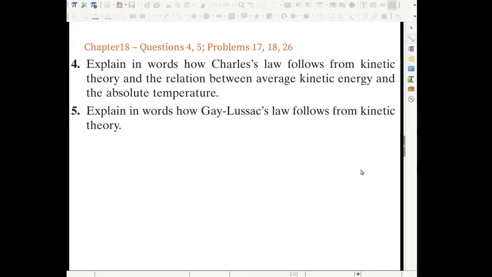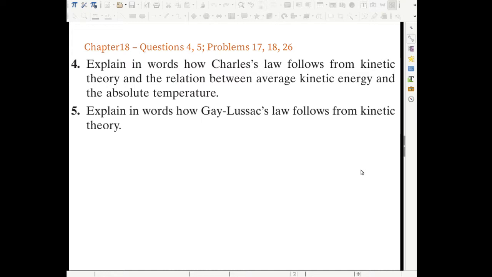Hello everyone. So in this video I will try to answer the questions from chapter 18, questions 4 and 5. Even though in these questions they explicitly ask you to explain in words, I thought there was some room for quantitative work, and I wanted to demonstrate how you could go about this.